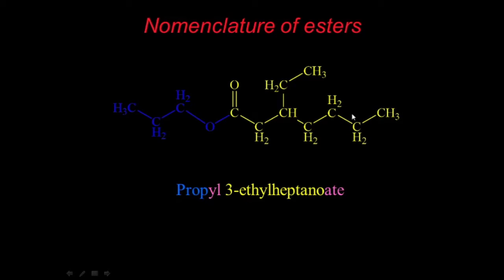Then the acid part has 1, 2, 3, 4, 5, 6, 7 carbon atoms, that's why hept. There are no pi bonds in this chain, so an plus oate to show that it is an ester, and also the acid part has a side group with 2 carbon atoms. The name of this group is ethyl and the position of this group is 1, 2, 3, 3. That's why the full name of this compound is propyl 3-ethylheptanoate.